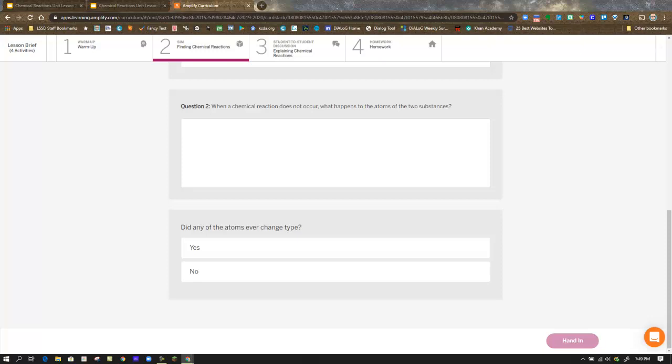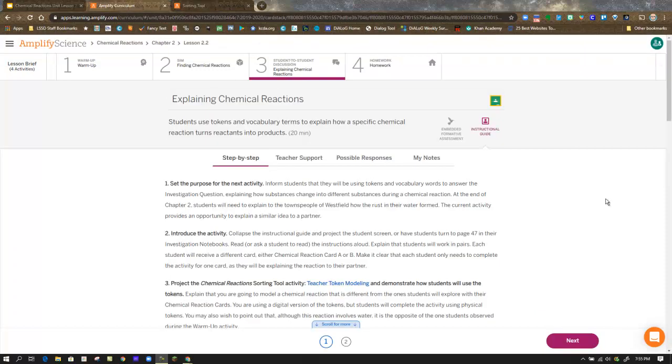You've seen the evidence that substances can change into different substances. In the last lesson, you learned that these changes happen during chemical reactions. However, we haven't yet determined how substances change into different substances during a chemical reaction. In this lesson, you will investigate this question by making detailed observations of different types of chemical reactions in the simulation. In step 3, you're going to be using a physical model to demonstrate what's going on.